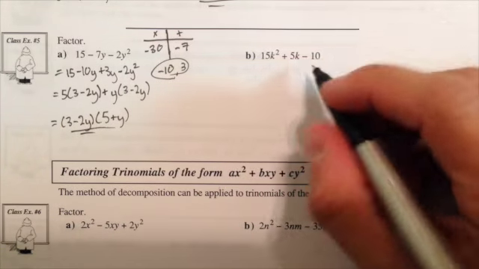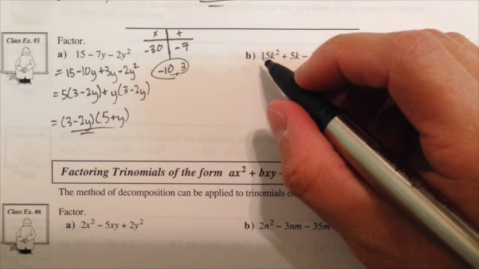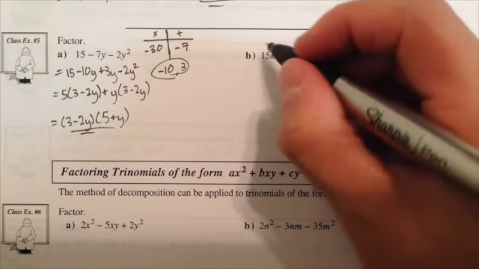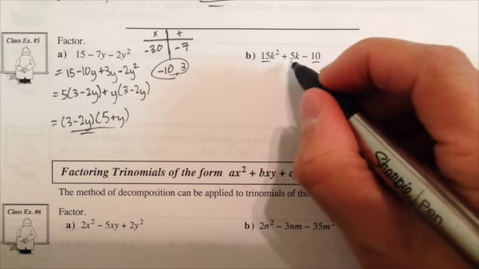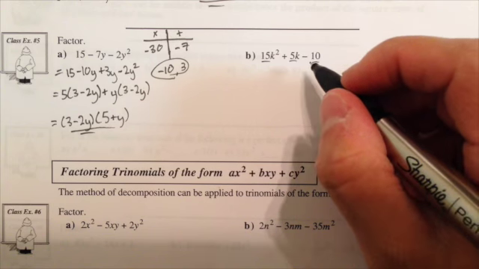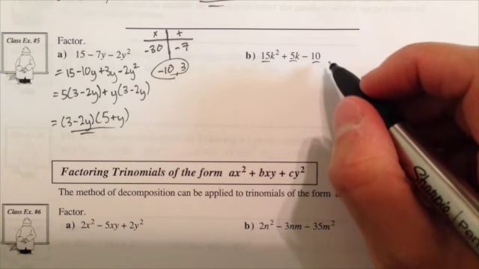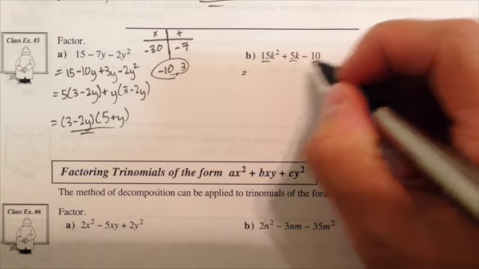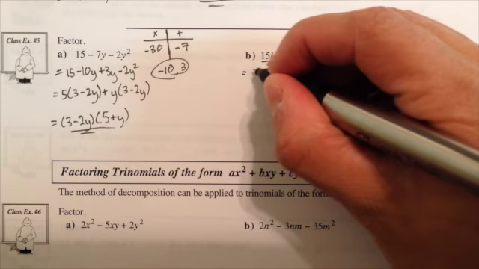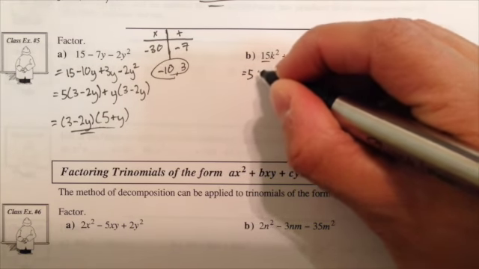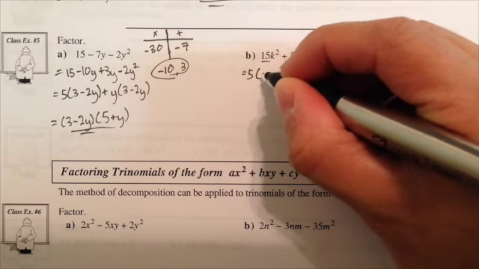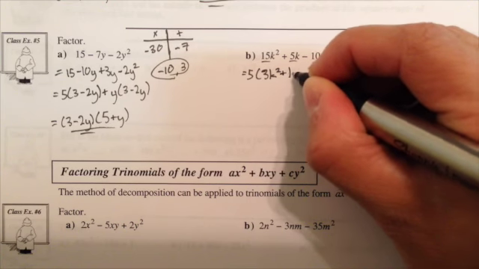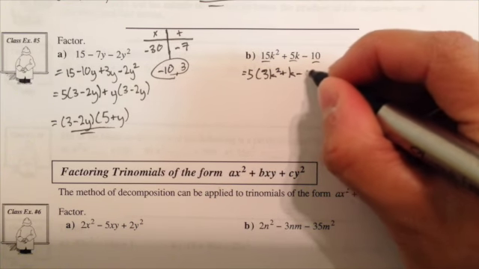Now for B, if we have a question like this, where if we were to multiply 15 and 10, the number is going to be a huge number, 150. What we can do is right away begin decomposing this by saying these are all divisible by 5, so I'm going to take 5 out right away. If I divide all these by 5, that leaves me with 5 on the outside, multiplied by 3k squared plus k minus 2.